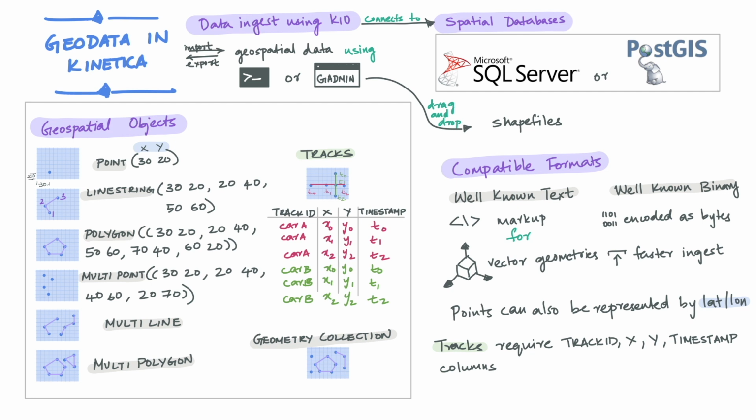To summarize, Kinetica supports 3 types of geospatial objects: points, shapes, and tracks. Shapes are stored using either WKT or WKB, while points can be stored using either of those or using columns that specify the latitude and longitude. Tracks, which represent paths of different objects, require a track ID, x and y coordinates, and a timestamp column. Finally, Kinetica's data import and export tool, KIO, makes it easy to ingest geospatial data from all kinds of sources, including spatial databases like PostGIS, the Spatial Data SQL Server, and shapefiles.